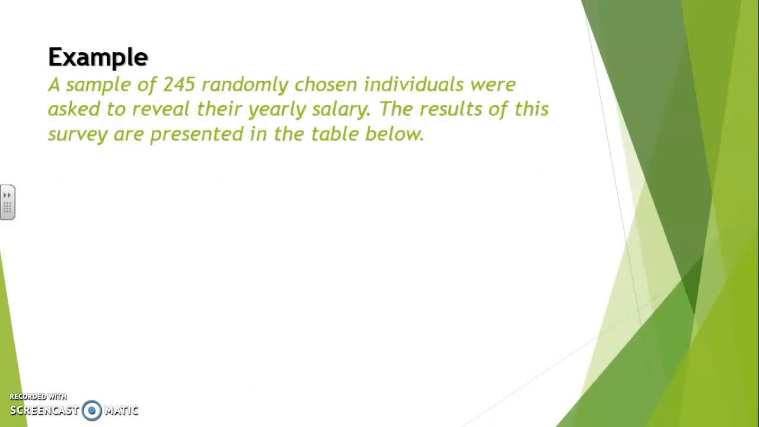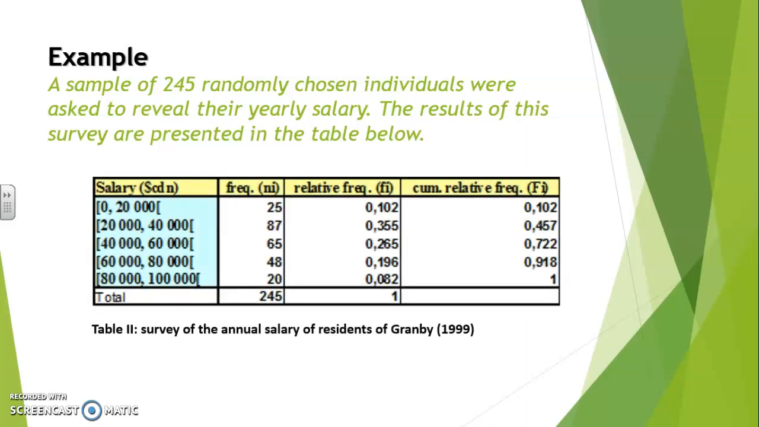So here's an example where we have 245 individuals who revealed their yearly salaries. Okay, so there is a possibility that all 245 responses were different, so we had to group them to avoid having a big list of different numbers. The groupings, of which there are 5 in this case, were placed into groups of size 20,000. There's no need for the groups to be of equal size, but that's the choice that was made here.